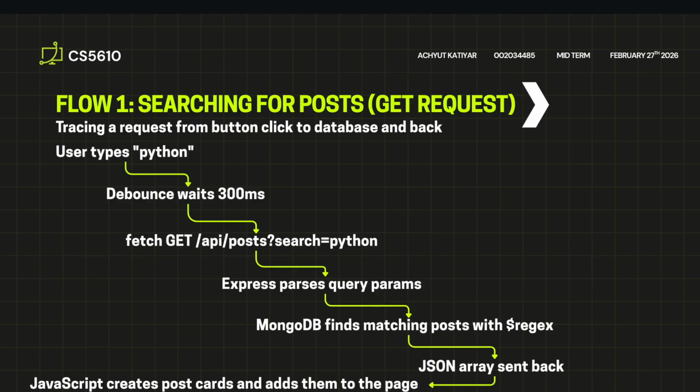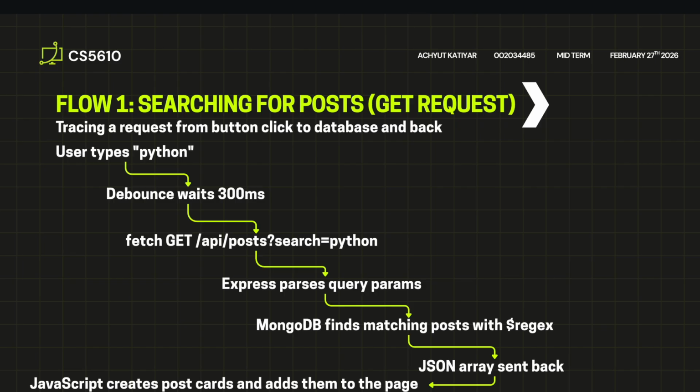slash api slash posts with question mark search equals Python. Then it sends a GET request with the fetch function. So now the request hits our Express server. Express parses the query parameters, and they are available as request.query.search, request.query.category, and request.query.sort.